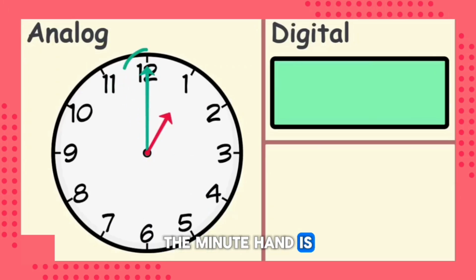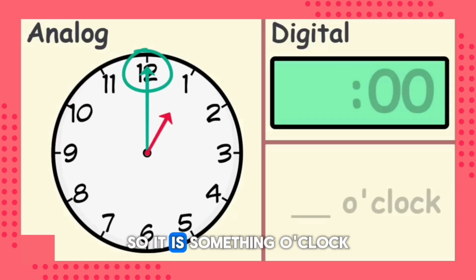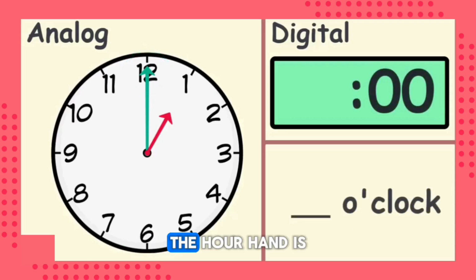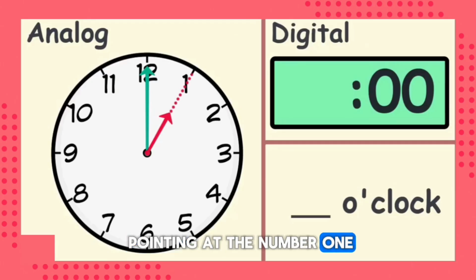The minute hand is pointing to the 12. So it is something o'clock. The hour hand is pointing at the number 1. So the time is 1 o'clock.